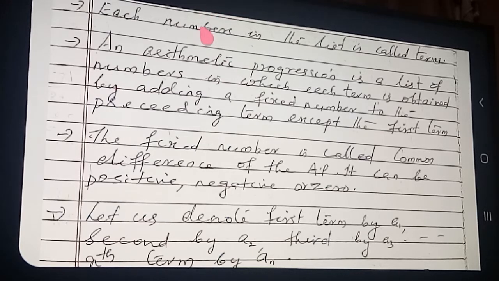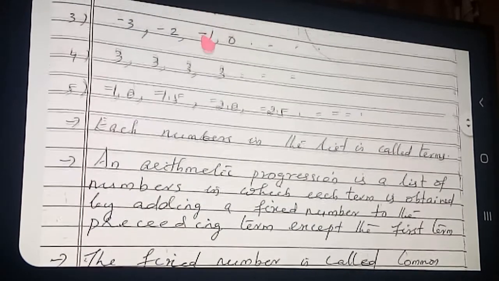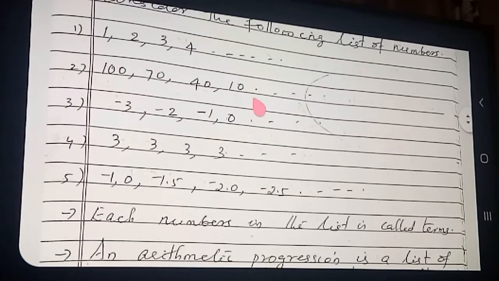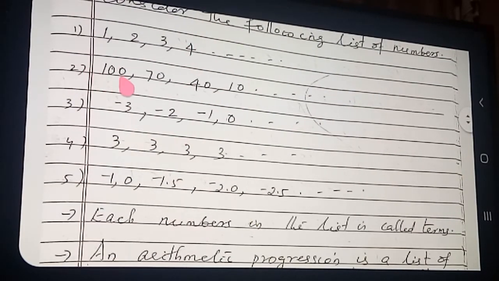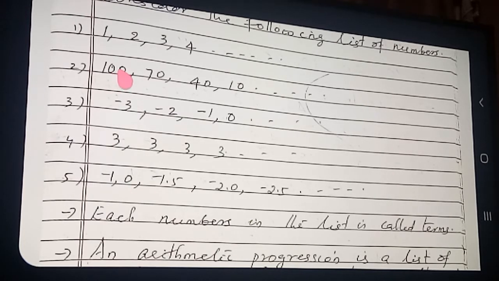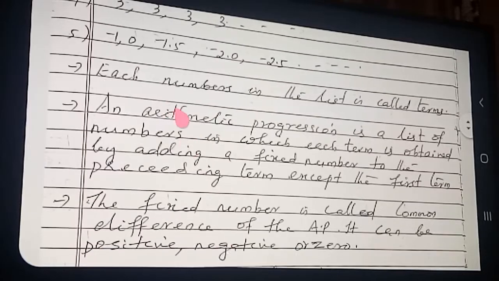Okay, moving to the list of numbers again. Once more we can see the numbers. See any one sequence; in all it is the same. Here you see 100. So 100 plus minus 30, how much do we get? 70. 70 plus minus 30, how much? 40. 40 plus minus 30, how much? 10. So a fixed number is added here, in all of them. That fixed number we call the common difference. That type of number sequence we call an arithmetic progression.